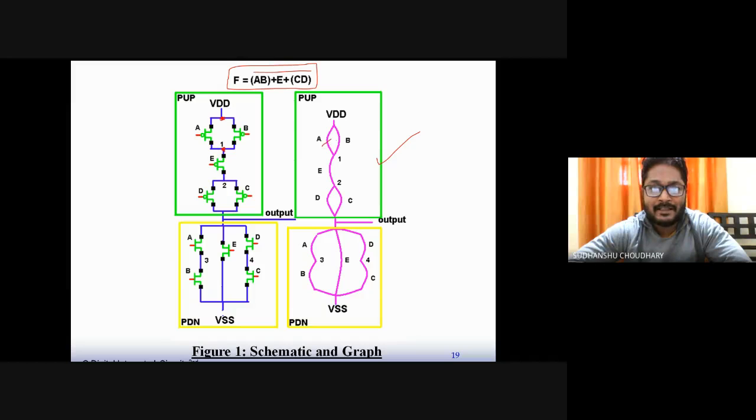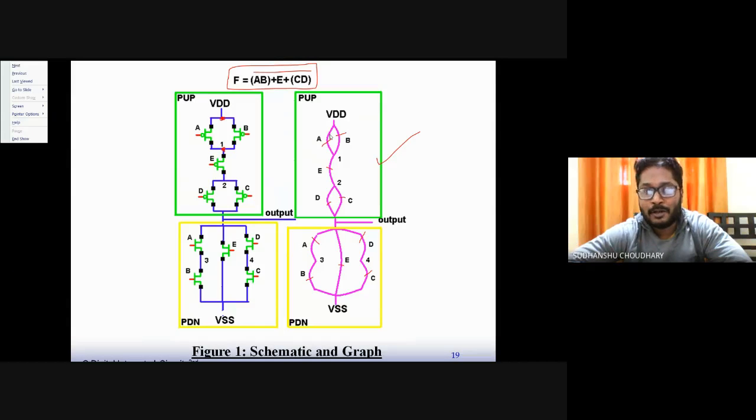Now for example, this edge and this edge, these two represent a transistor between node VDD and 1, right? So between VDD and 1 we have transistors A and B. Similarly, between 1 and 2 we have transistor E. Between 2 and output we have D and C, and between output and VSS we have A and B in series, and then between output and VSS we have E also, and then between output and VSS we have D and C also, right, from this circuit. So we have to draw this kind of graph. Okay, so this is required.